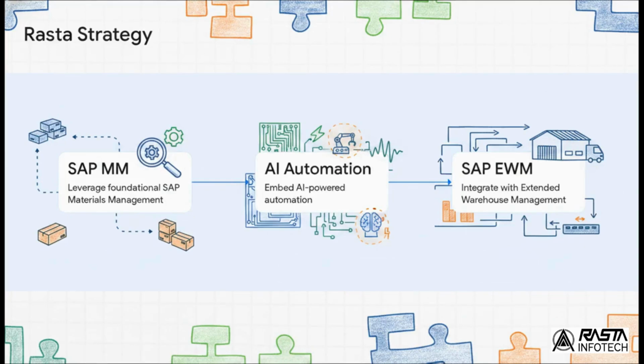Now, Rasta Infotech doesn't just use basic SAP goods movement. They've actually built a specialized strategy around it to deliver really comprehensive digital warehouse solutions. Their approach comes down to 3 key steps. First, they leverage that foundational SAP materials management we were just talking about. Second, they supercharge it by embedding AI-powered automation directly into the workflow. And third, they integrate all of this with SAP EWM, which is Extended Warehouse Management. Essentially, they take a basic transaction and turn it into a highly intelligent, fully automated ecosystem.